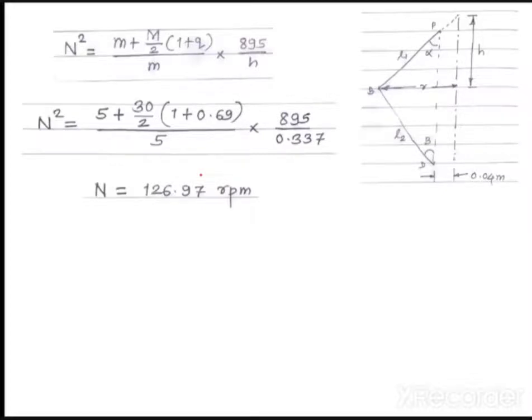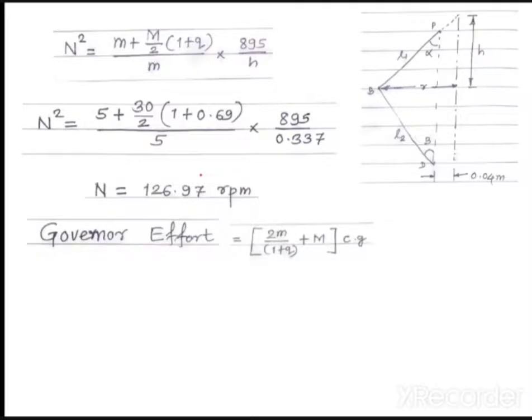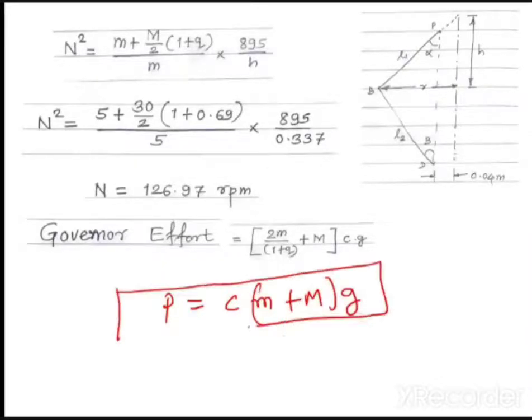Okay, now next, governor effort. Now they have said governor effort. You can find governor effort from this new formula. The formula can be like this: P is equal to C. What is the basic formula? C is equal to (M plus m) into g, right? This is a formula. But what is this formula for? I have derived this formula for q is equal to 1 and alpha is equal to beta.